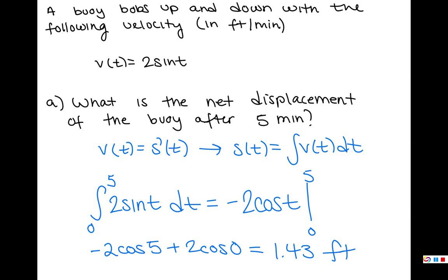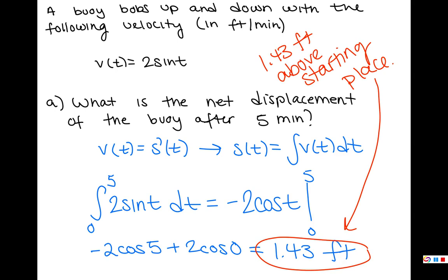Now, this 1.43 is actually not the distance it's traveled. Because this buoy is going up and down, I actually don't know, did it just go up 1.43 feet? Did it go up and then down and then up and then down? Did it cycle through several cycles and that's where it stopped? And so that's what part B is going to tell us, is how far did this object actually travel?